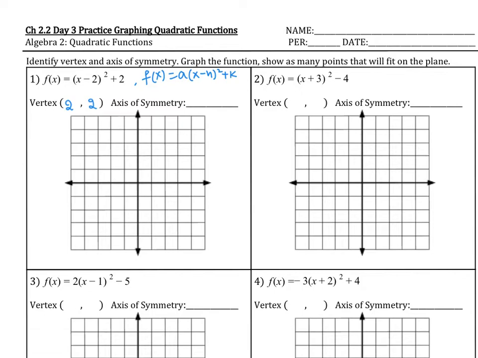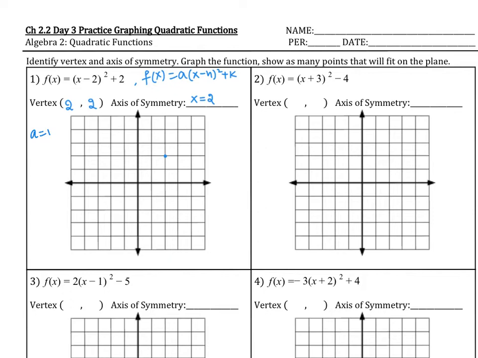Remember, we are using the opposite sign for h always. And the axis of symmetry is x equals h, or x equals 2 in this case. Now we are going to graph the function, showing as many points as will fit the plane. So now the vertex is (2, 2), so this is going to be (2, 2). And if you notice, in front of this function, the a is going to be just 1.